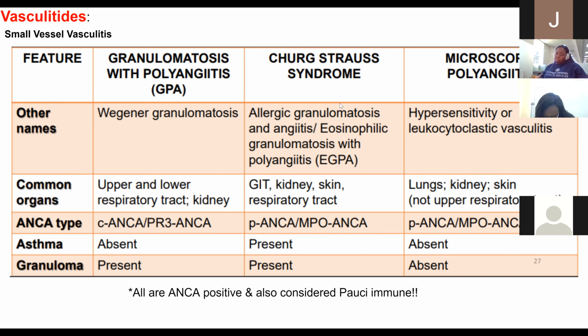So I feel like this is the easiest one to understand out of the small vessels because they're going to come in with severe allergic reactions. Immediately think Churg-Strauss, allergic granulomatosis and angiitis. And again, these are also granulomas, right? So you're going to have necrotizing granulomas in your tissues, mainly in your respiratory tract. That's a really big one.